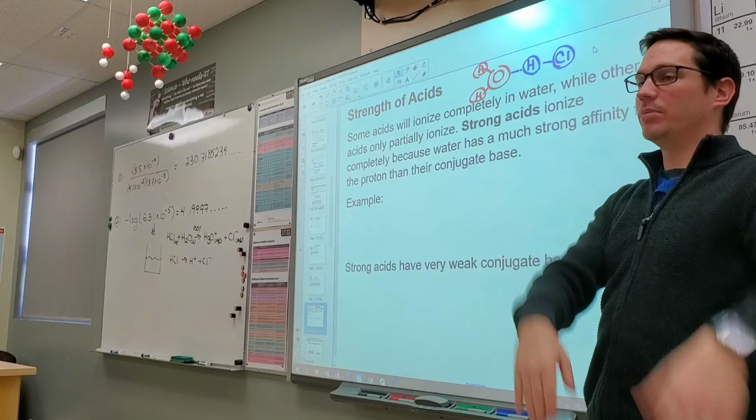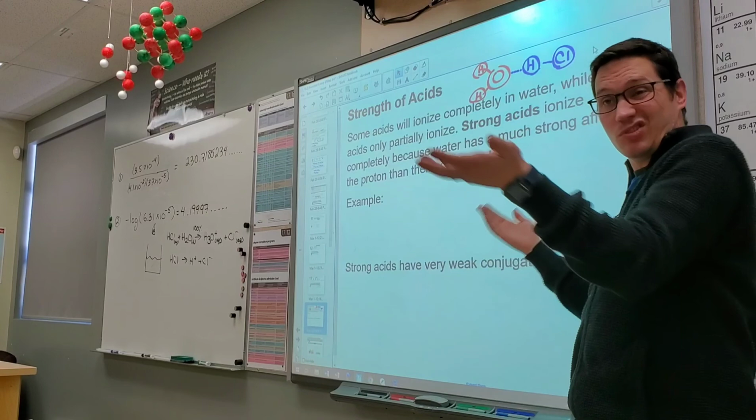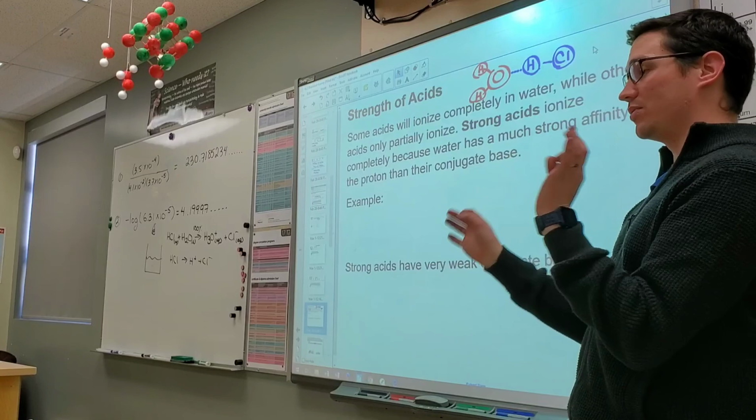Chloride has a garbage attraction. It's weakly holding on to this proton. That's why we call it a strong acid. As soon as it bumps into something, it gets rid of it. Water has a pretty strong attraction to hydrogen. That's what I want you to think about going forward. This is just a tug of war for a proton. That's it. Thank you.